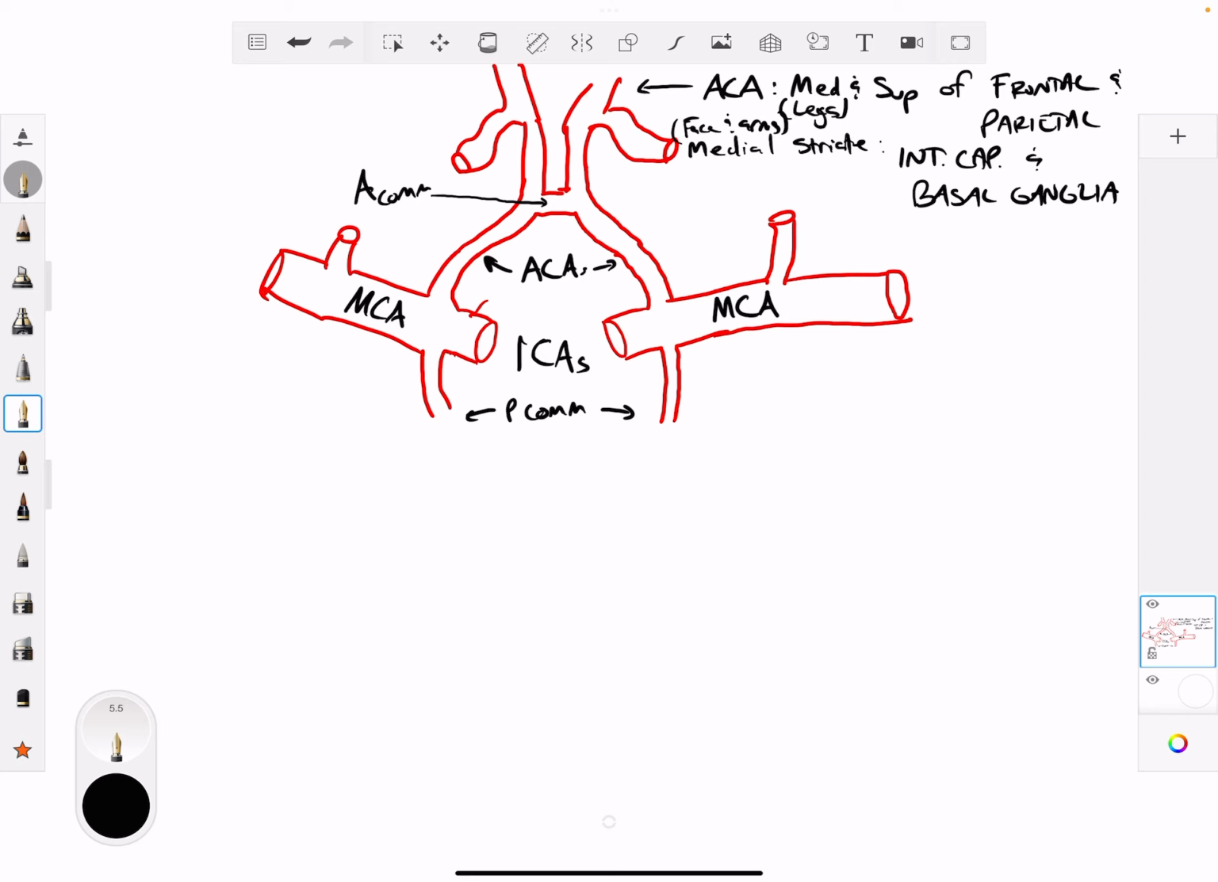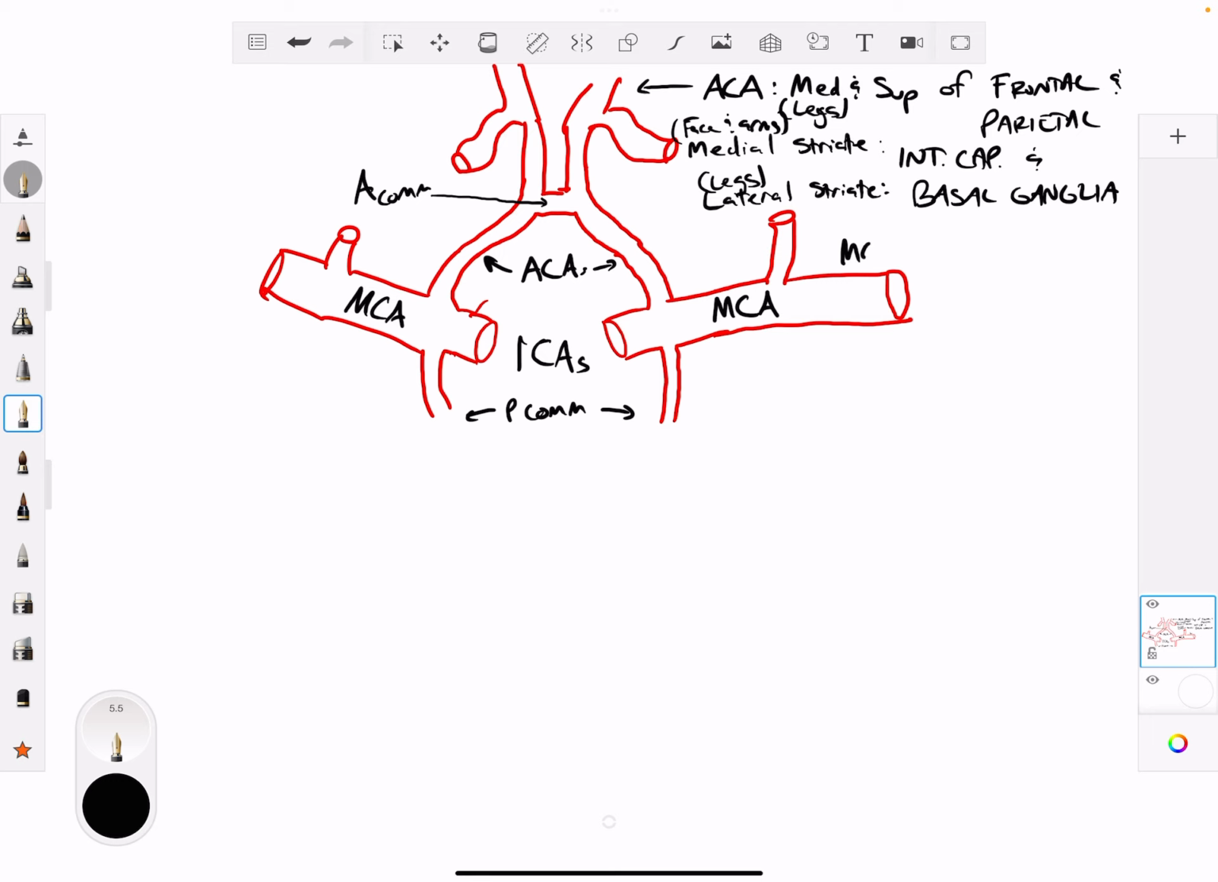We're going to see something similar over here with the lateral striate, also serving the internal capsule and basal ganglia, but in this case, more the legs. Notice lateral, legs, both begin with L. The superficial branch, well, let's not do that.